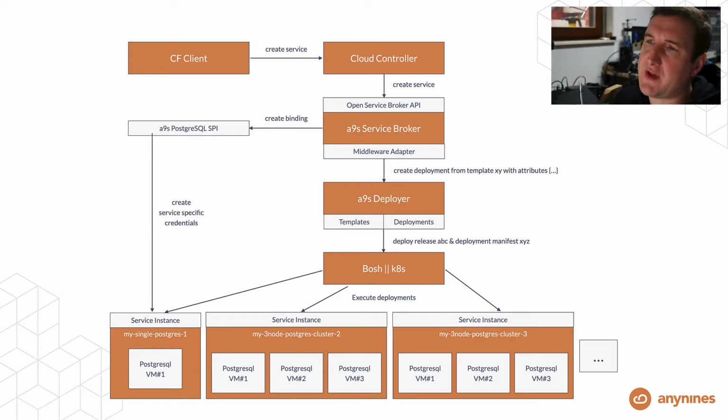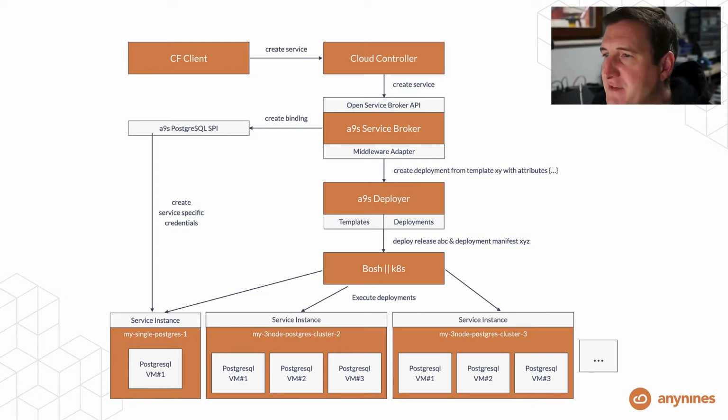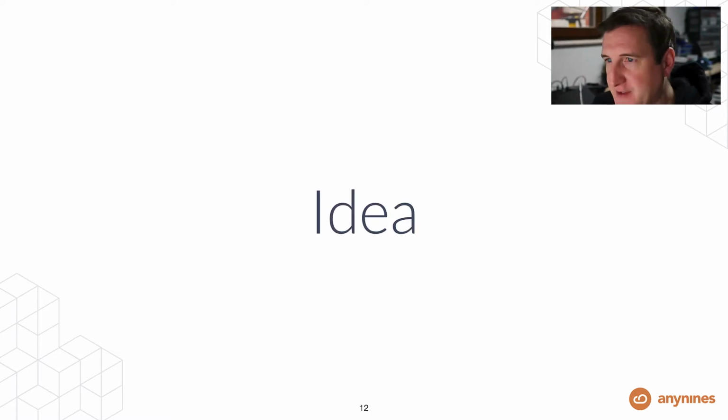The architecture that enables such on-demand provisioning in our case looks as follows. A Cloud Foundry client creates a service that triggers the cloud controller, which then triggers the service broker, which implements the service broker API and passes a deployment manifest to what we call the deployer, which prepares a BOSH deployment manifest or a Kubernetes resource specification and passes it on to the corresponding backend, which will then deploy the actual service instances.